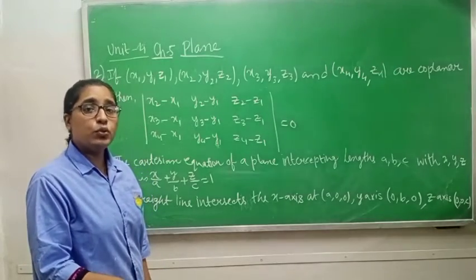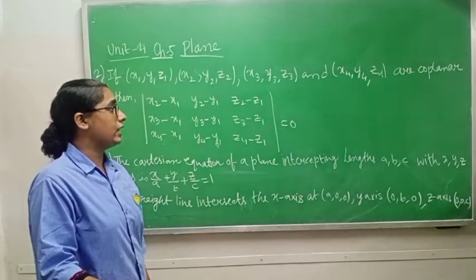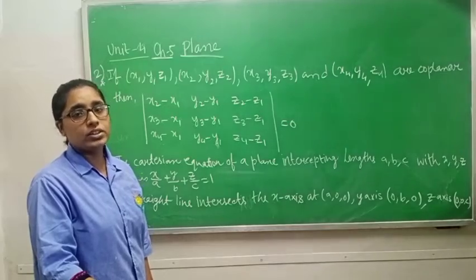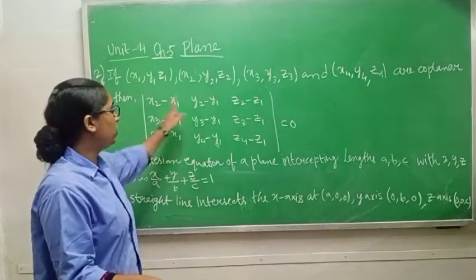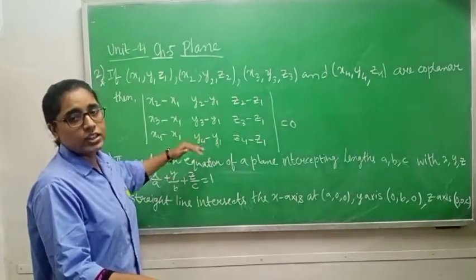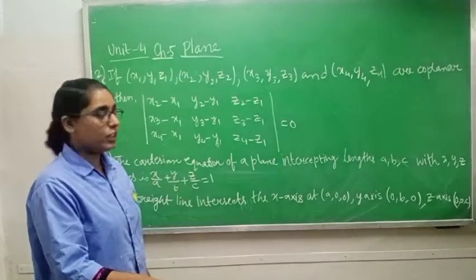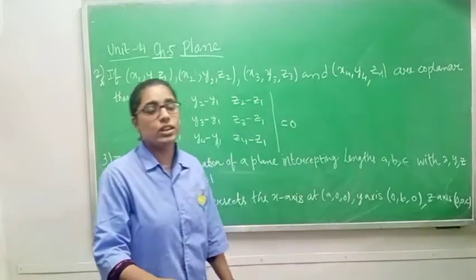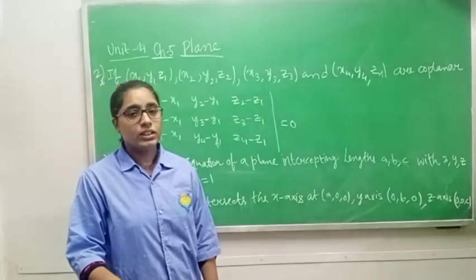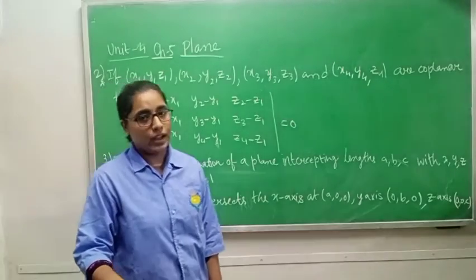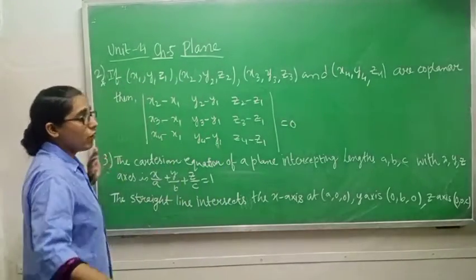Or when they give you 4 points and say prove that the given points are coplanar, then you will put the 4 points in this determinant and find the determinant. If you are getting 0, then you will say that the given points are coplanar. Okay, so this is the formula.